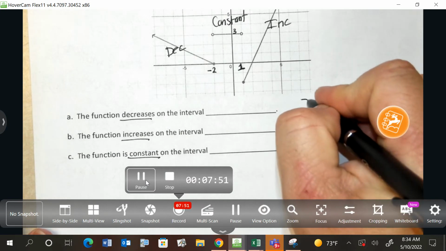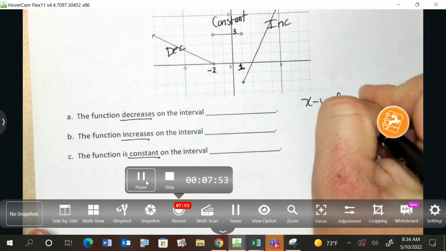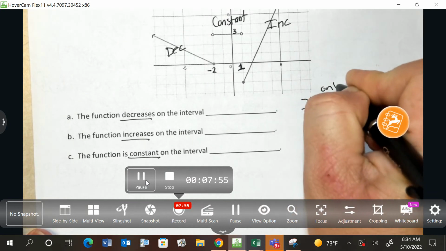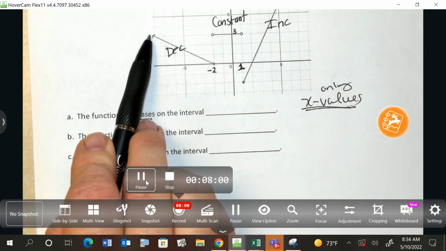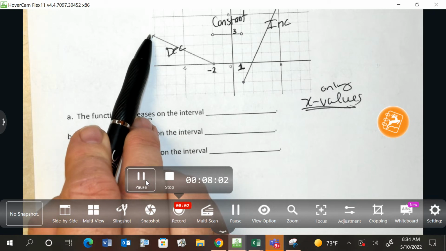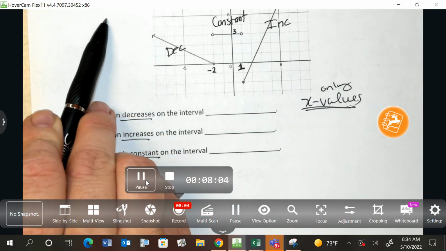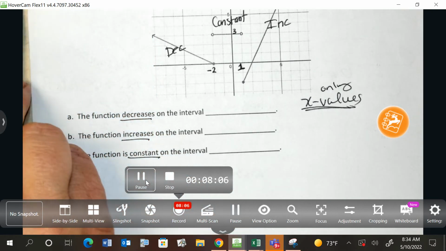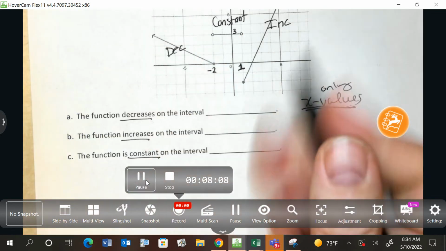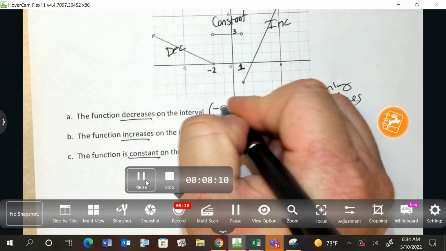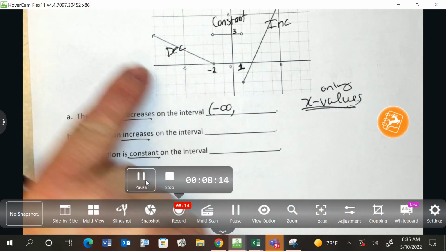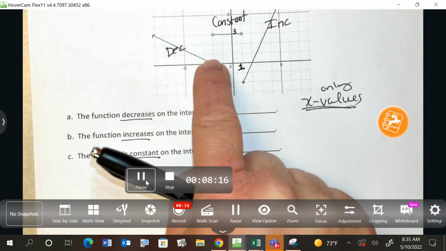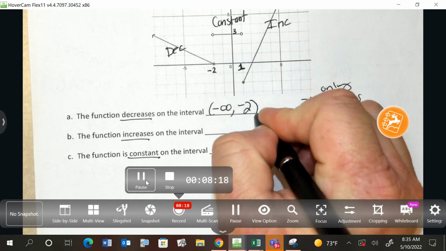And when we describe it, we only describe it in terms of x values. Only x values. So we're going to start with the decreasing one. Does everybody see this arrow? This arrow means it will continue to go in this direction. It will never stop going in this direction. So we use the negative infinity sign that represents it will never stop going in this direction. And it continues to decrease until it gets to this value, negative 2.